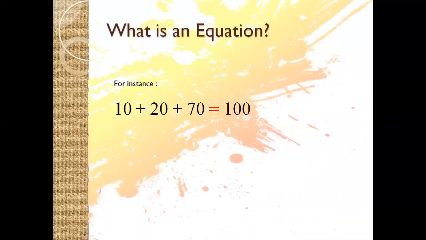Now we will see first what is an equation. An equation is nothing but a statement of equality of two mathematical expressions. Equations always have two sides, right hand side and left hand side. Between those two sides, you should have an equal sign. That is why it is called an equation, because it has a sign of equality. Both sides are equal.